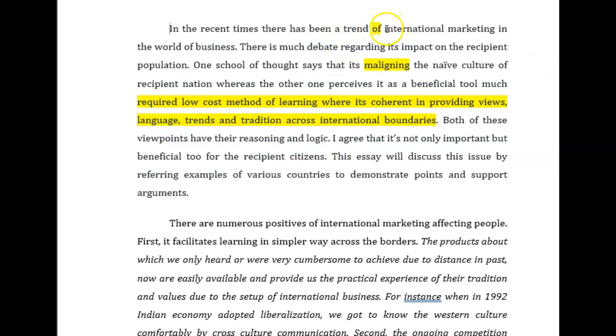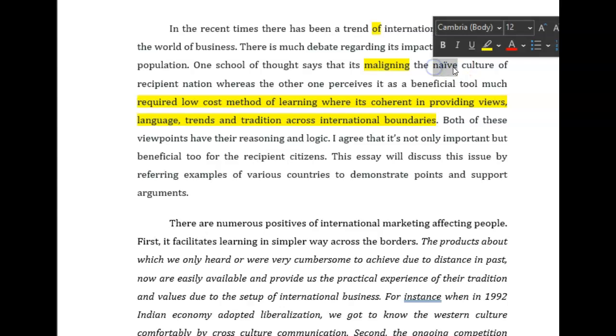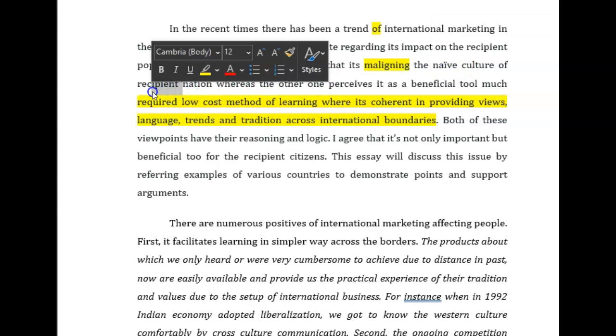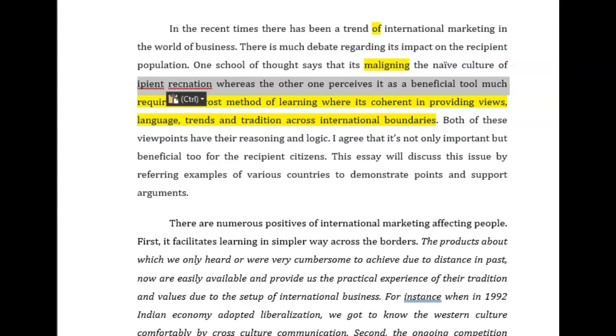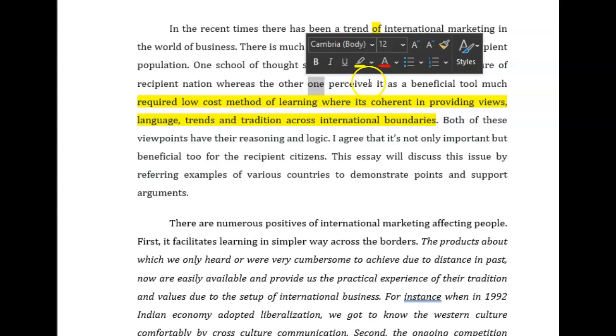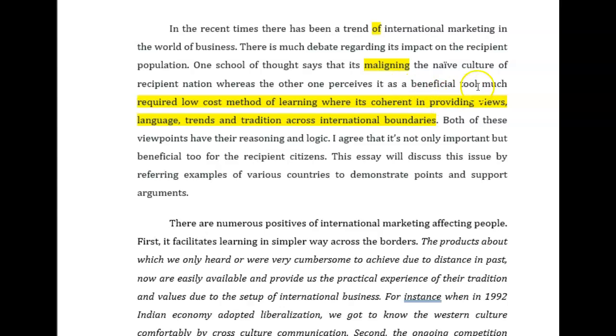So in recent times there's been a trend towards international marketing in the world of business. There's much debate regarding its impact on the recipient population. Okay, that's fine. One school of thought says it's damaging the native culture, not naive, native culture of the recipient. You don't want to repeat that. Or it's damaging native cultures, you could say. Whereas the other, you can just say the other instead of the other one, perceives it as a beneficial tool. I would stop there, okay? This is not very easy to understand, so I would just take out that whole bit.